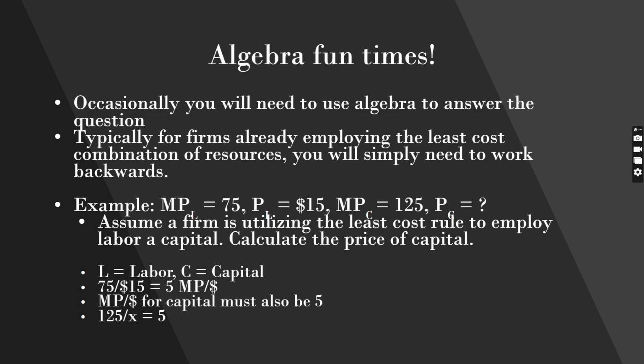Knowing that, we can now do the little cross multiplication with algebra, and we can solve for x, which is the price of capital. We know the equation for marginal product per dollar of capital would be the marginal product, which is 125, divided by the price of capital, which we don't know, so that's going to be x, and that's going to equal 5. When you do the cross multiplication and solve for x, you get the price of capital equaling $25. And so that would be your answer. Notice here, it's still the least cost rule. It's still the same concepts. You're just going in and doing a little algebra in order to solve for the price.